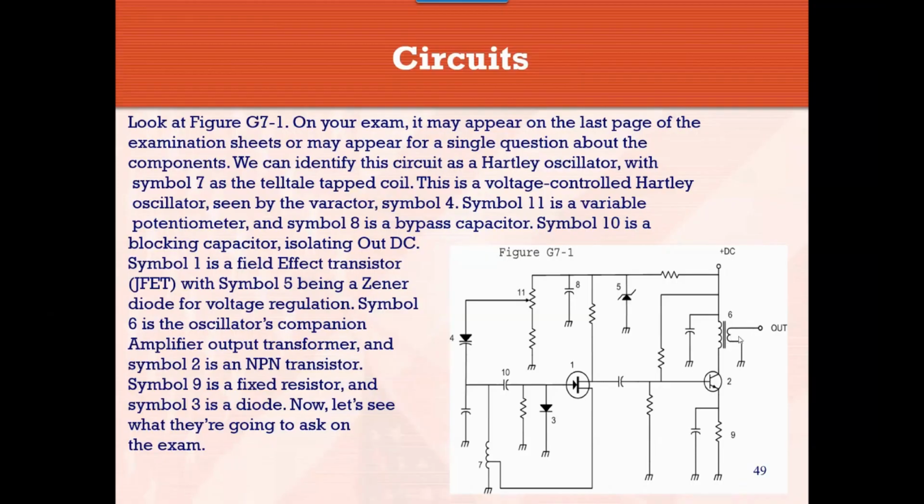It's a 2-winding transformer. Notice there's a metal core. Those little lines in between indicate a metal core. 2 windings, a primary and a secondary. So it's a transformer. It's an output transformer in this case.